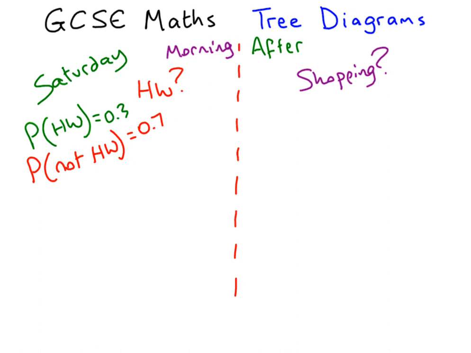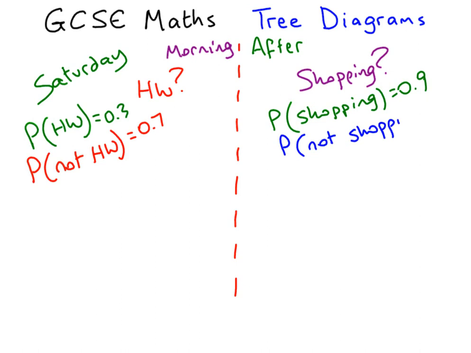Okay, let's say that you're really keen on going shopping. So the probability that you go shopping, we're going to call it 0.9. Now the only other option is that you don't go shopping. Okay, you're either out shopping or you're not. So the probability that you're not shopping is 0.1. They add up to 1, too.